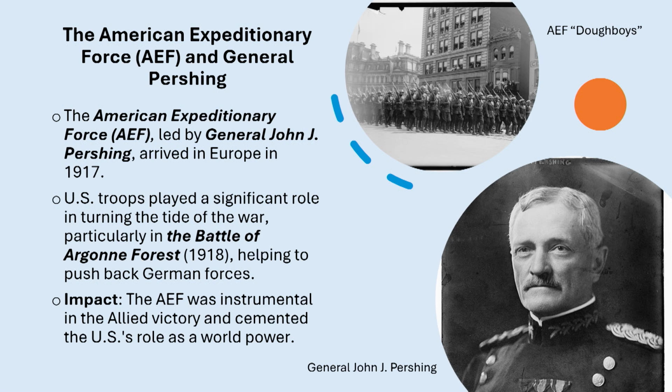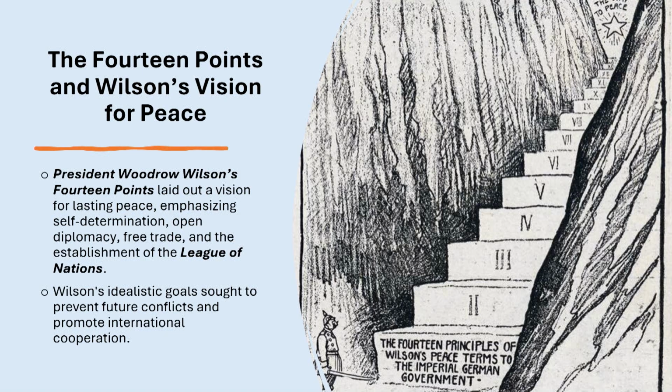And have a picture of the American soldiers in World War I called the Doughboys, and then the leader of the American Expeditionary Force was General John "Blackjack" Pershing. 14 points in Wilson's vision for peace.